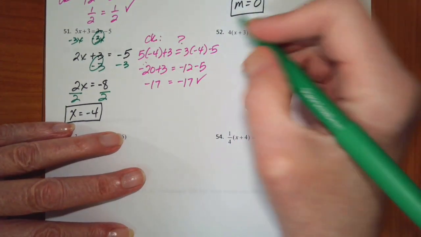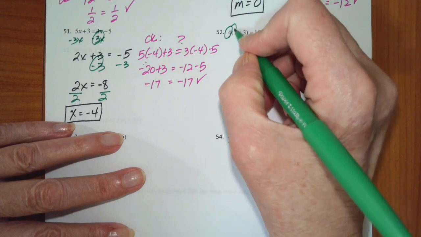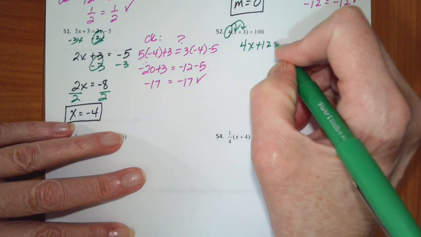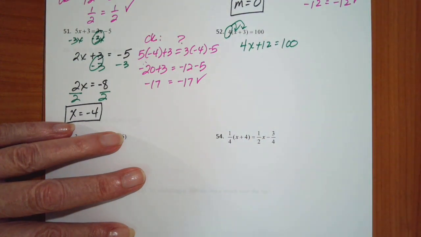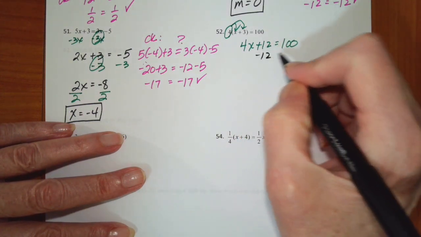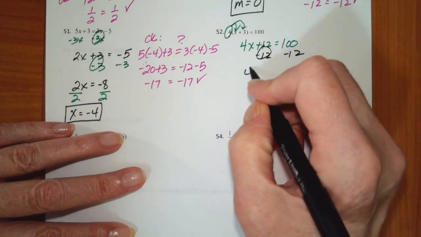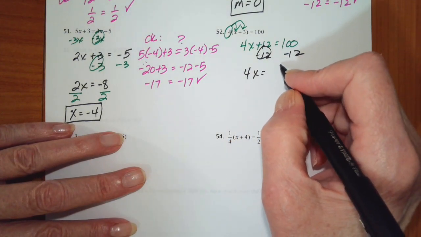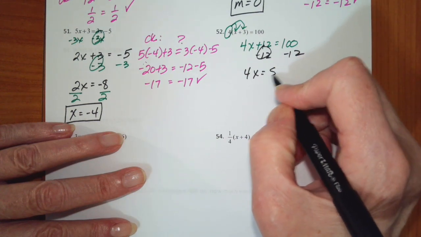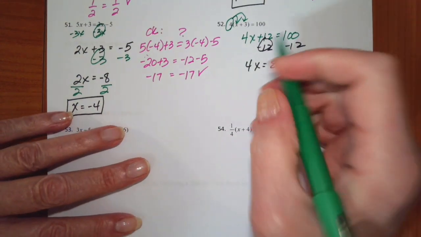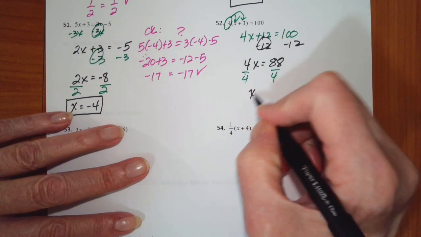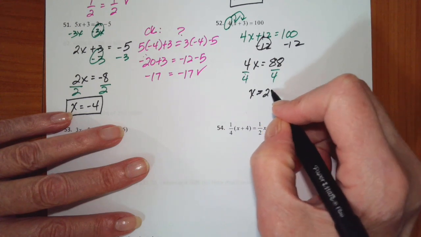Okay, so I've got parentheses over here, so now I'm going to have to simplify this side by distributing. So this becomes 4x plus 12 is equal to 100. So I'll subtract 12 from both sides. That gives me 4x is equal to 88. When I divide both sides by 4 to get the x by itself, I get x is 22.